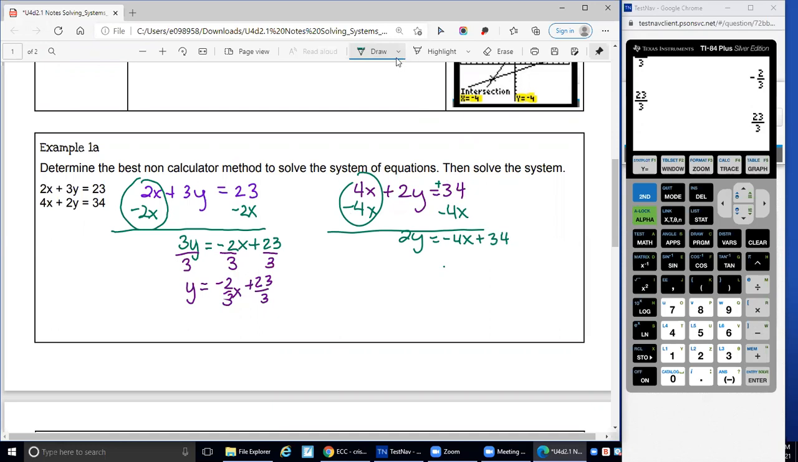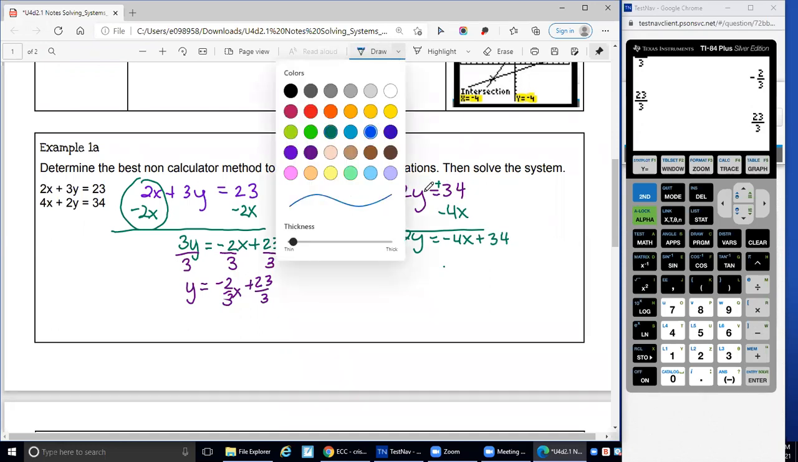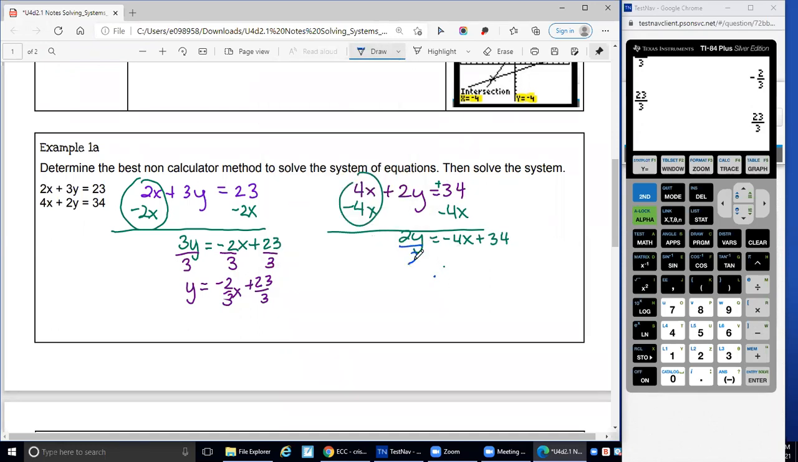And then we just divide. Okay. And we're going to divide by the coefficient. And you can just put these in the calculator like I showed you. But you end up with negative 2x plus 17. And there you go. Okay. So now let's go ahead and let's put it in our calculator.